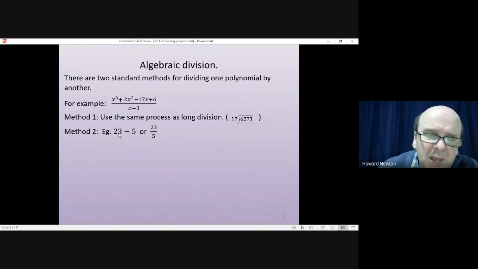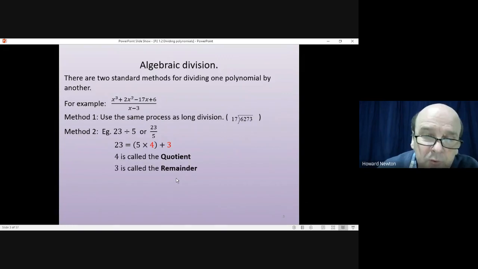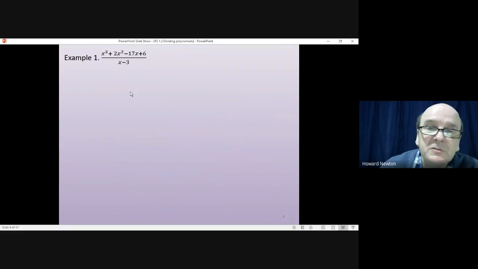So with numbers, 23 divided by 5, or 23 over 5 as a fraction, they mean the same thing. You could write that as 23 is equal to 5 times 4 plus 3, where 4 is called the quotient and 3 is called the remainder. Or 23 divided by 5 is equal to 4 remainder 3. Now that idea you can use to carry out algebraic division.